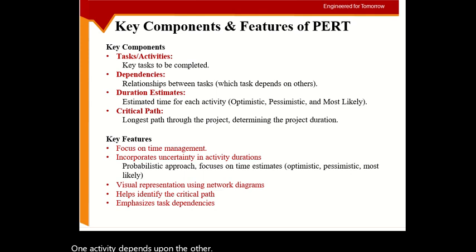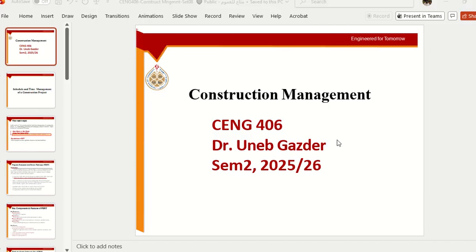Then we have duration estimates. For a PERT activity we need three duration estimates. One is the worst case, which we call the pessimistic estimate. The other is the best case, which we call optimistic. The pessimistic is the highest duration, the optimistic is the lowest duration, and then we have the more likely one, which is somewhere in the middle of pessimistic and optimistic.